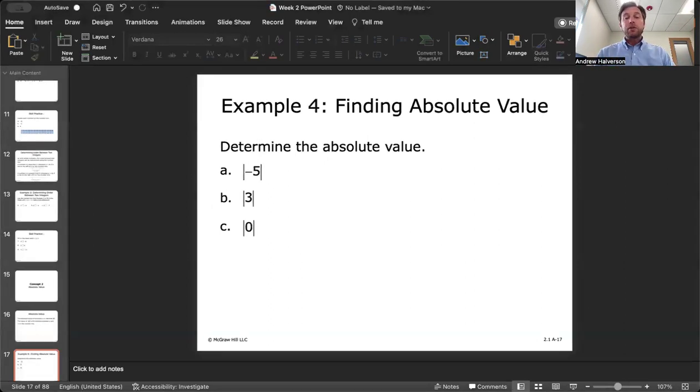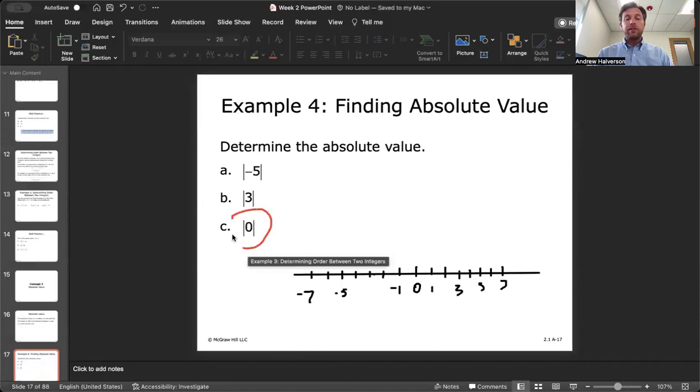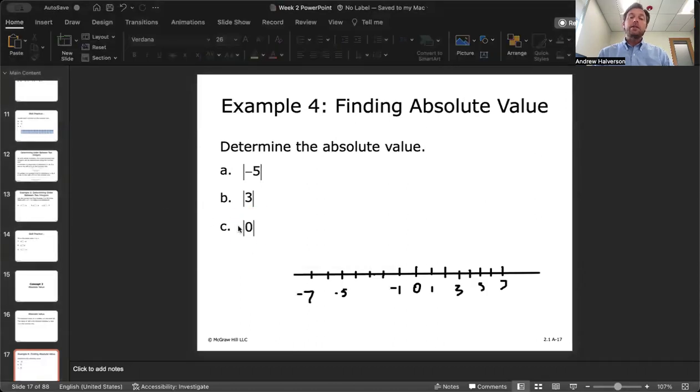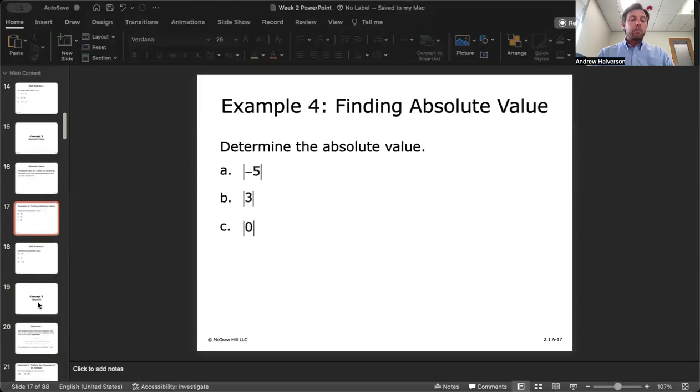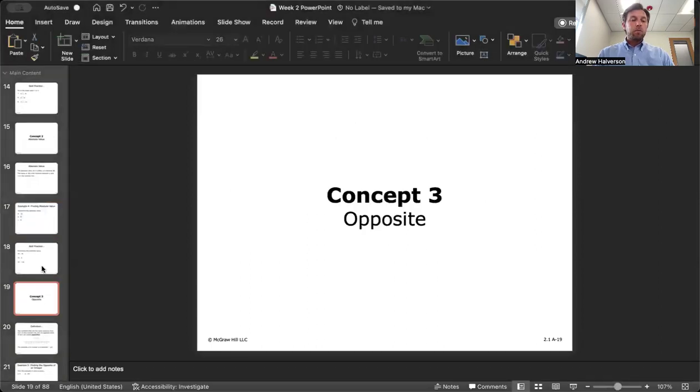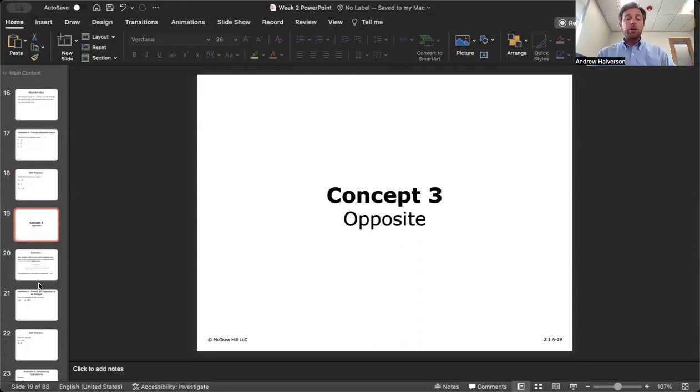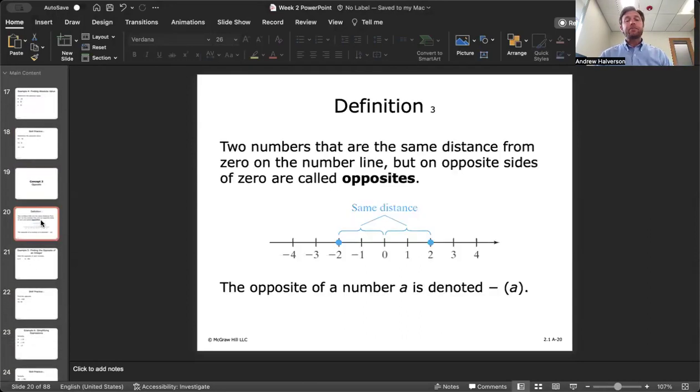So what's the absolute value of 0? Well, how far away is 0 from 0? 0. It's already there. Okay, so we'll move forward then and go to the notion of the opposite.